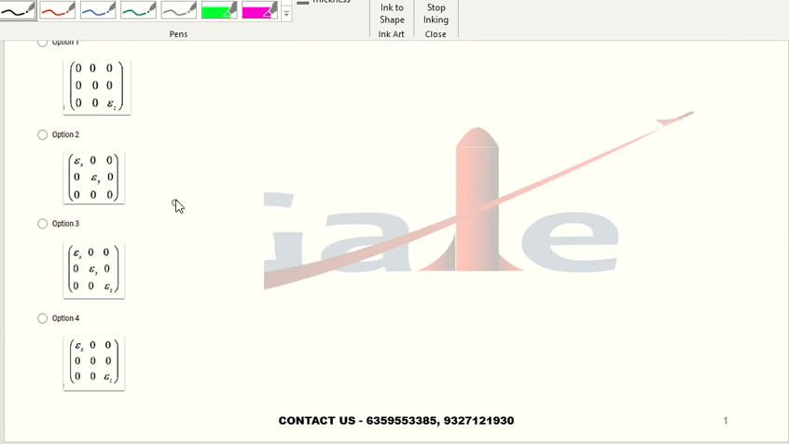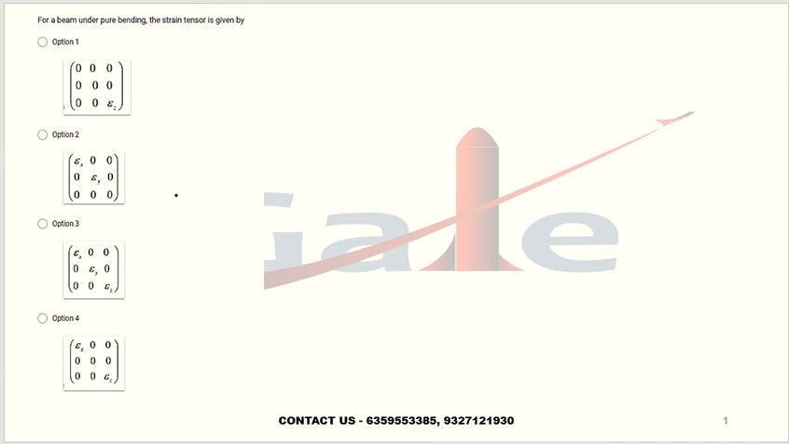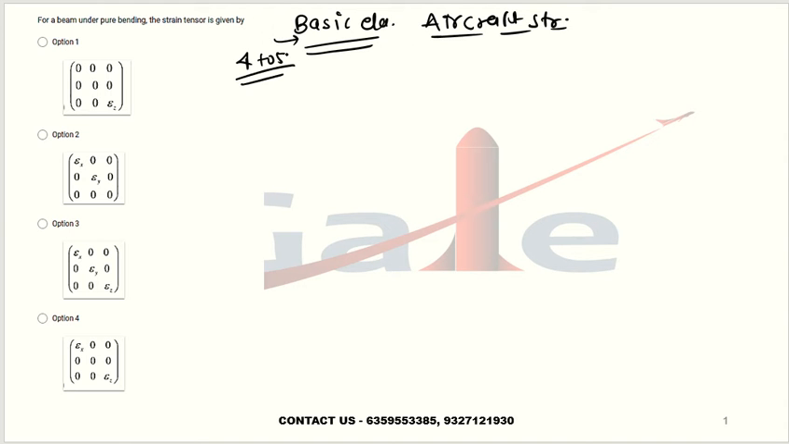Okay, so hello everyone. In this lecture I want to discuss one question on the basic elasticity of your aircraft structure. I hope you know the importance of the basic elasticity chapter, because every year a 4 to 5 mark question is asked from this chapter only. So you know the importance, this is an important chapter.